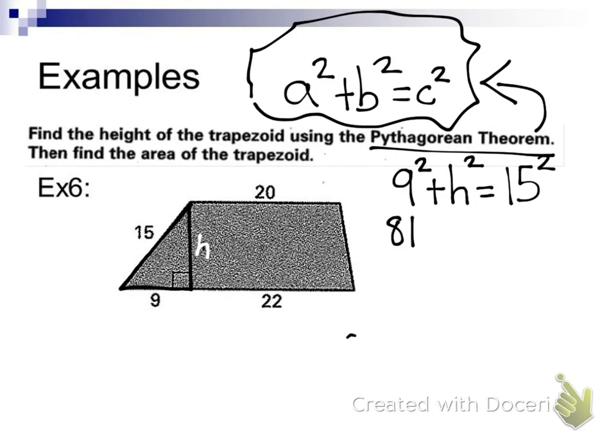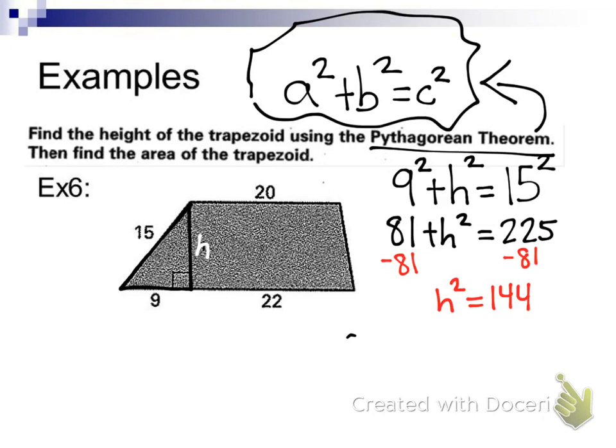All right, go ahead and square the 9, you get 81. Square the 15, you get 225. We got to solve for the h. So I'm going to subtract 81 from both sides. This is working out nicely because I'm getting a perfect square. So when I take the square root of both sides, I'm getting that h equals 12. That is not my final answer. That is just going to help me find the area. Because now I can use the area formula and I know what h is.